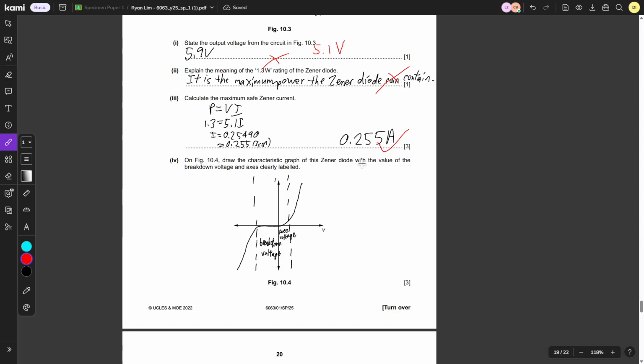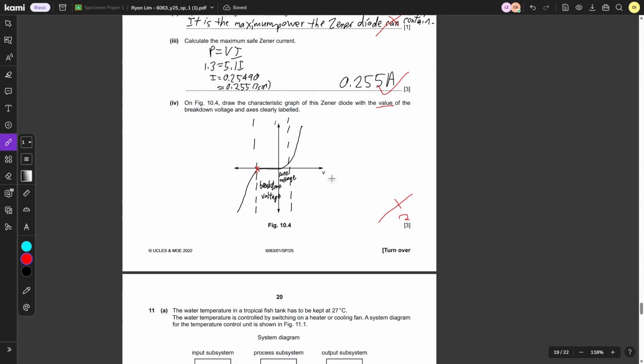Draw the characteristics labeled with the breakdown voltage, with the value of the breakdown voltage and the axes labeled clearly. They gave you the axes. Okay, never mind. So you didn't label the breakdown voltage. You didn't even get the value of the breakdown voltage, which is here. This is the breakdown voltage. I'll give you 2 marks.